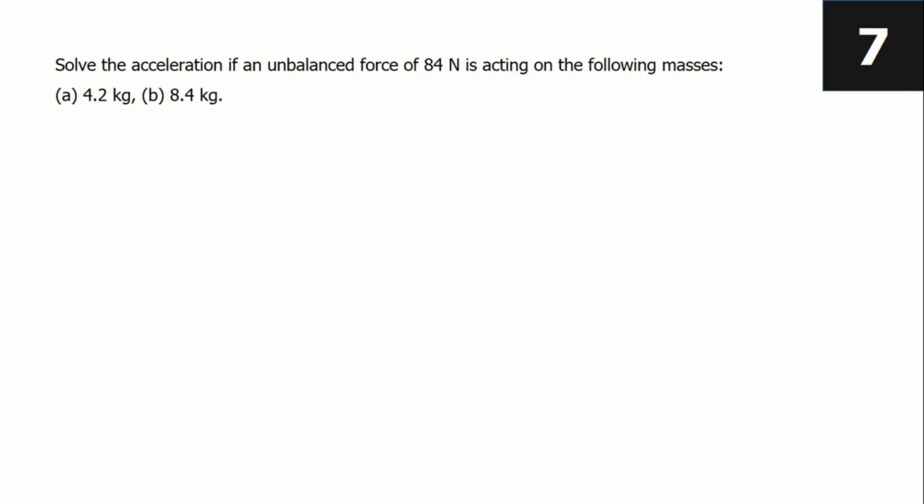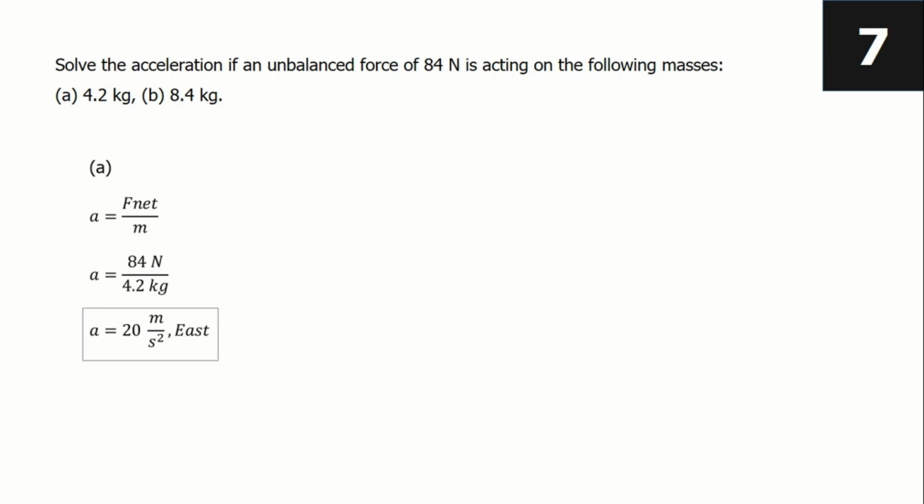In item number 7, a similar scenario, but you are solving for the acceleration this time, and you're given the net force and the mass instead. If the unbalanced force of 84 newtons is acting on the following masses: for the first case, it's 4.2 kilogram, and on the second case, it's 8.4 kilogram.